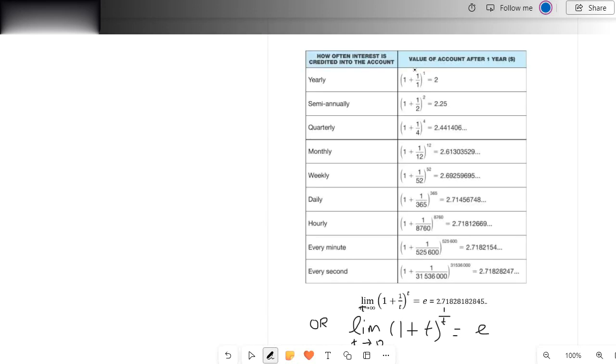So let's imagine you have deposited $1 to a bank account that has a very generous interest rate of 100% per year.